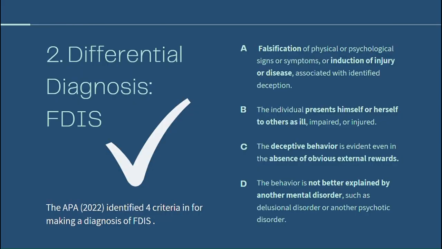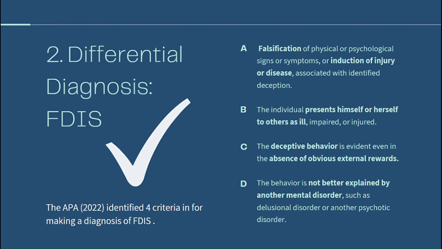So, how do we make a differential diagnosis of FDIS? There are 4 criteria that the DSM specifies need to be met in order for a diagnosis to be possible. The first of which is that falsification needs to be confirmed. There needs to be some kind of objective verification that the person is falsifying their condition. The next is that the individual has to present themselves as ill, injured, or impaired. The deceptive behavior needs to be evident without external rewards, and I'll talk about that with malingering.